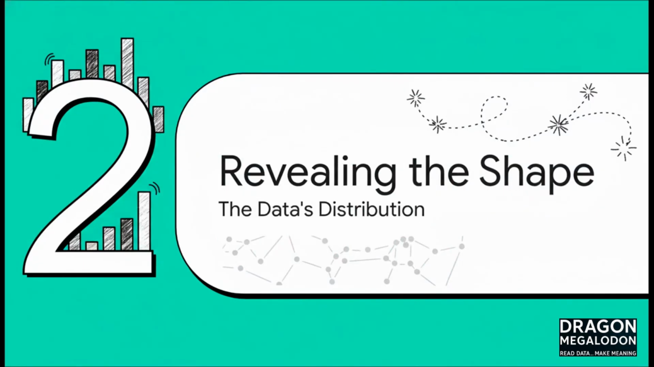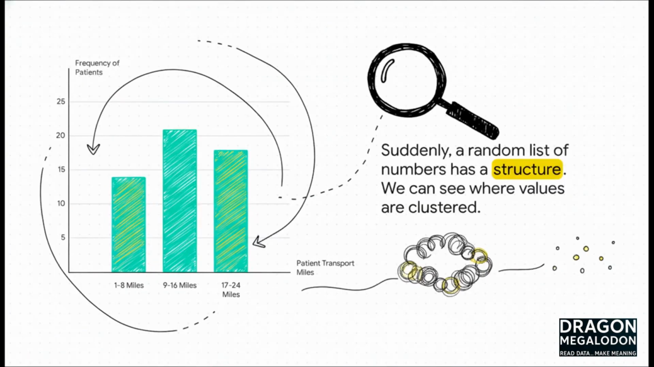And this, my friends, is where the magic really happens. See, a histogram isn't just about making things look neat and tidy. By organizing the data this way, it actually reveals something, well, kind of profound about the data itself. Check this out. All of a sudden, that random list of numbers has a structure. For the first time, we can actually see where most of the values are bunched up and where they're not. This is so much better, right? But believe it or not, the best part is still to come.